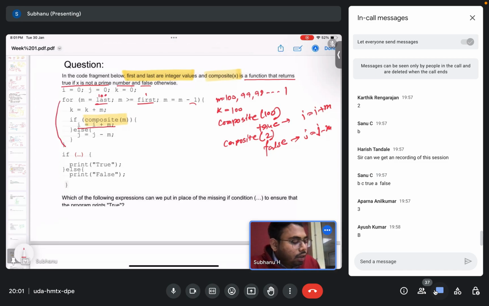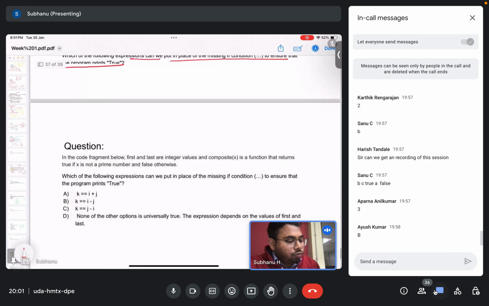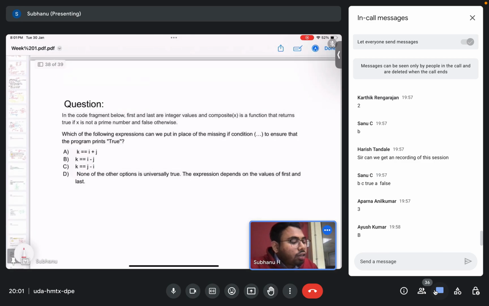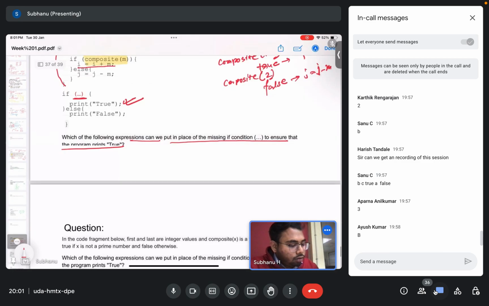Okay, now in case of the if condition, we should find a true statement, we should print a true statement. Which of the following expressions can we put in place of the missing condition to ensure that the program prints true? Okay, what should we put here?